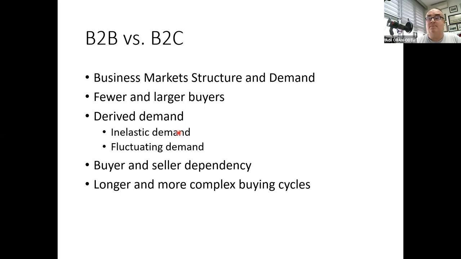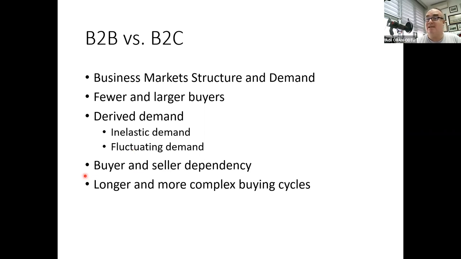Inelastic demand is demand which doesn't change much depending on the prices. So even if you double the price, the quantity demanded doesn't change very much. So in these types of markets, if you're able to increase the price, that definitely will increase your revenues. But be careful. If there's a lot of competition, typically it's not inelastic if they switch immediately to your competition. There may be markets where the demand is fluctuating, especially with economic conditions. So you need to understand these markets well.